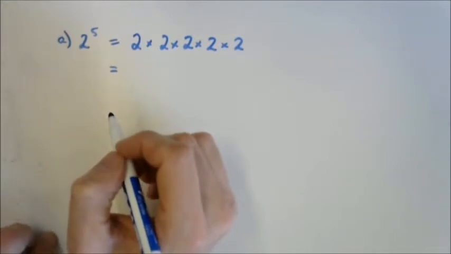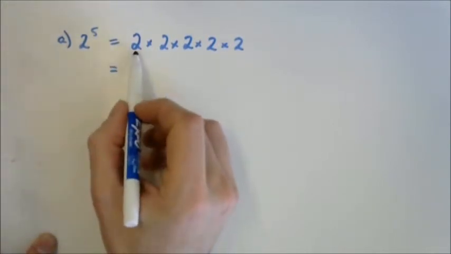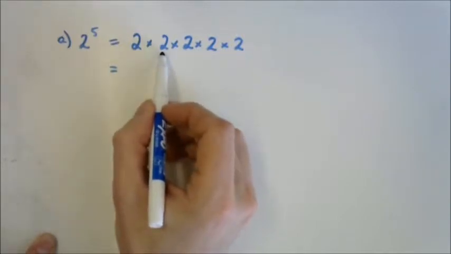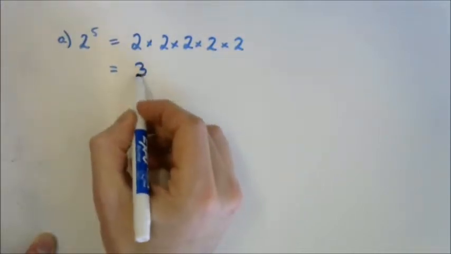And now we need to evaluate that. Well, exponents of 2 are pretty straightforward. You're just doubling it each time. So we've got 2 times 2 is 4, times 2 is 8, times 2 is 16, times 2 is 32.